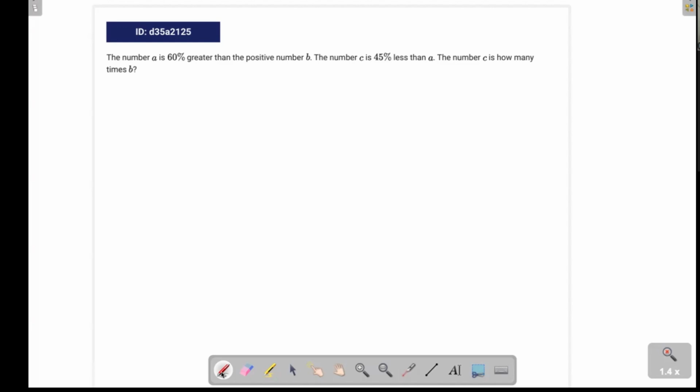All right. Here's a problem though. Number A is 60% greater than positive number B. Number C is 45% less than A. The number C is how many times B? All right. For the PSAT, you have to know trig.